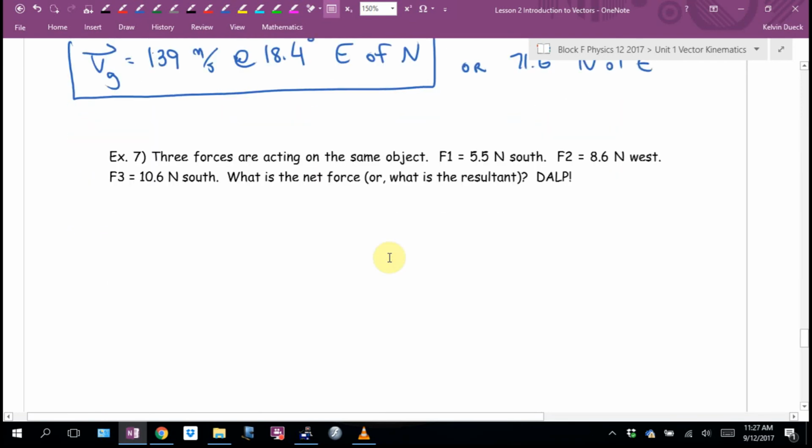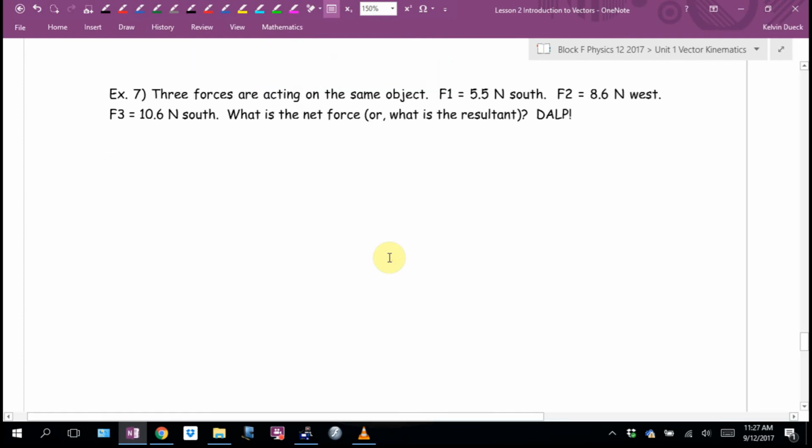Mr. Duck, what if there's 3 vectors? You turn it into 2 vectors. What if there's 9 vectors? You turn it into 2 vectors. Show you what I mean. It says 3 forces are acting on the same object. 5.5 south, 8.6 west, 10.6 south. I'm going to say to you, there's probably 2 vectors in there that I can already combine into 1.